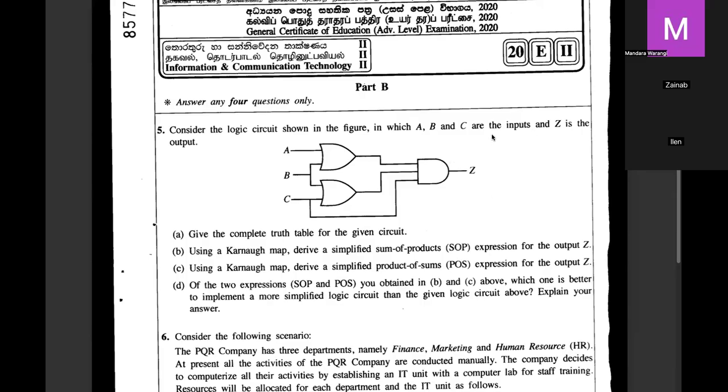Then we will do the question here itself. We have A, B, and C. We have 0, 0, 0, and I will write it real fast: 0, 0, 1, 0, 1, 0, 0, 1, 1, 1, 0, 0, 1, 0, 1, then 1, 1, 0, and 1, 1, 1.